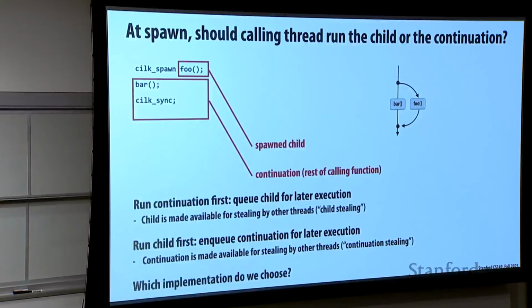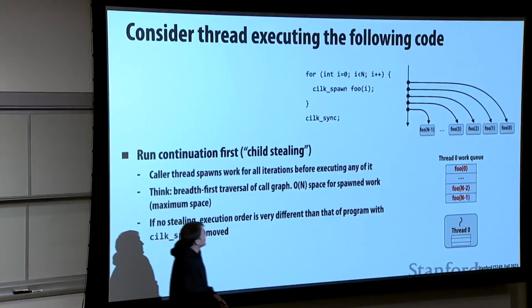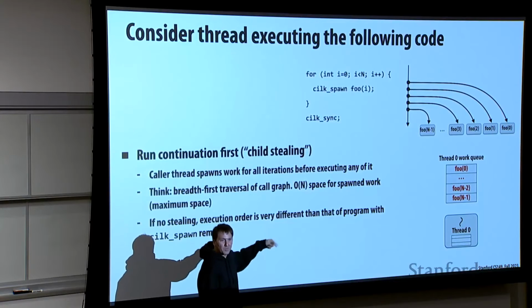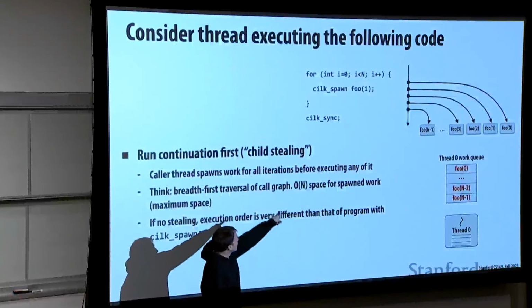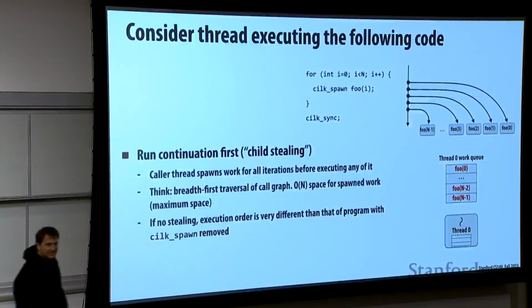Okay. So it's kind of unclear which one is better. So let's take a look at this program. I have a for loop for i equals 0 to n, spawn, spawn, spawn, spawn, spawn. So the work looks like this. I get all these edges off to the right side.